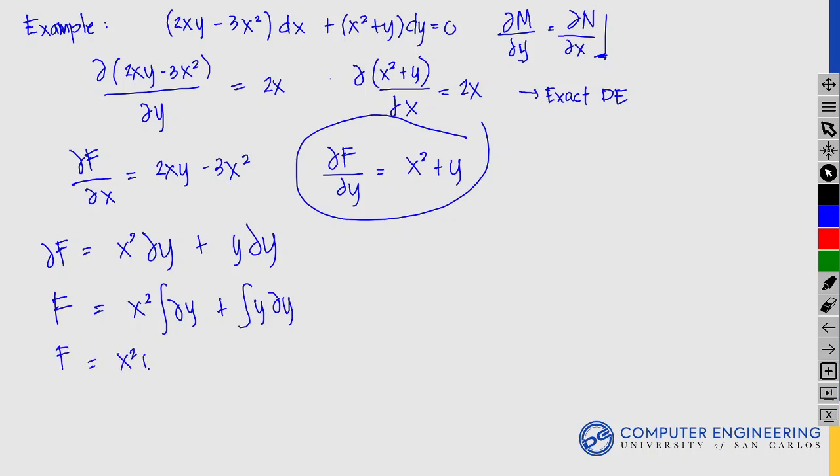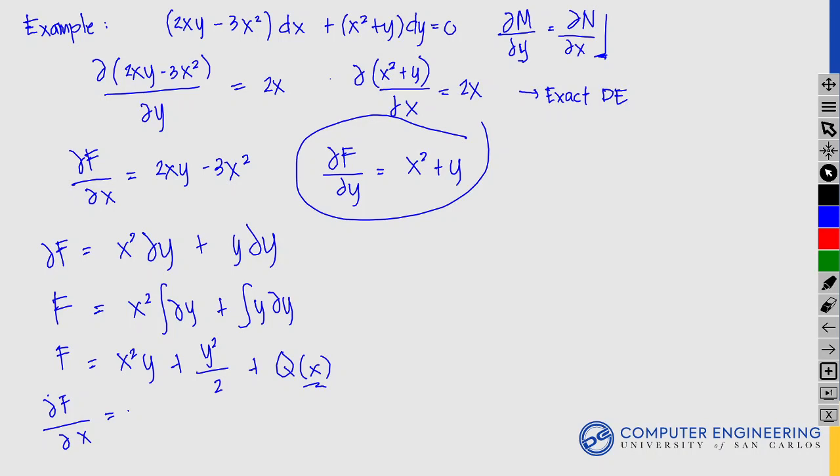So x squared y plus y squared over 2 plus u of x. Solve for q of x, and having our answer, we need to differentiate f with respect to x.